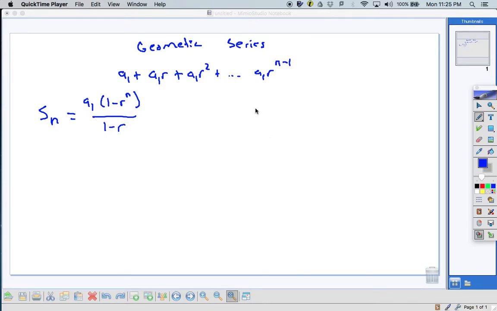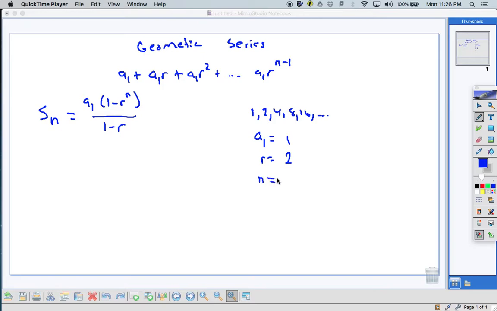So let's say that we have a pattern of, well, let's go with 1, 2, 4, 8, 16. Very simple pattern, just multiplying by 2 each time. The first thing you have to do is identify a sub 1. Well, that's our first number, in this case the number 1. Next thing you need is the ratio. Ratio is defined as any number divided by the previous number. In this case, it's the number 2. That's the number we multiplied by every time.